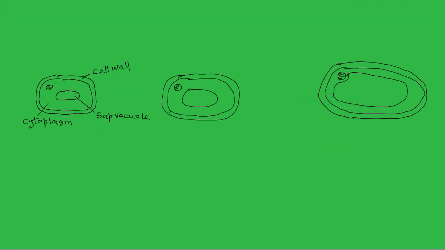So the cell swells as a result of the influx of water molecules, thereby expanding right from the sap vacuole, the cytoplasm, and outward. The contents of the cell, that is the cytoplasm and the sap vacuole, exert an outward pressure that presses against the cell wall. This outward pressure is known as the turgor pressure. The turgor pressure presses against the cell wall.